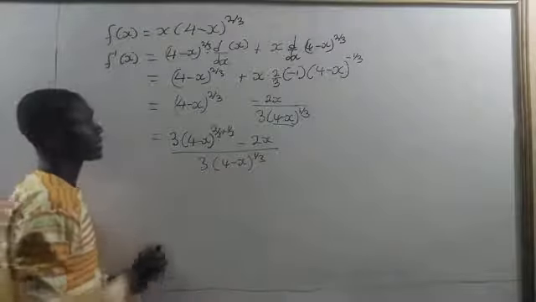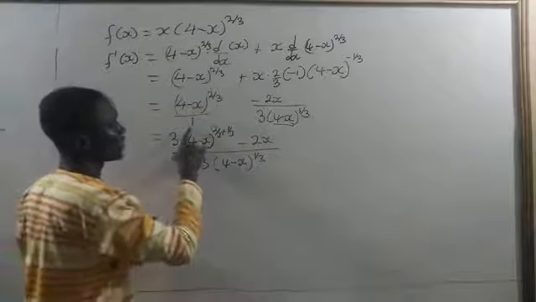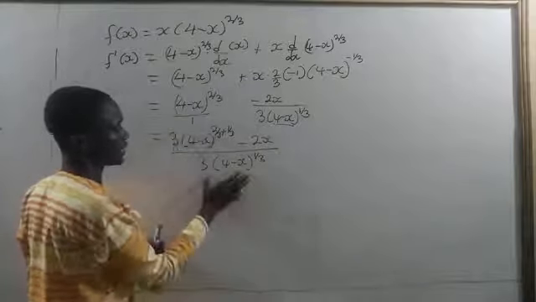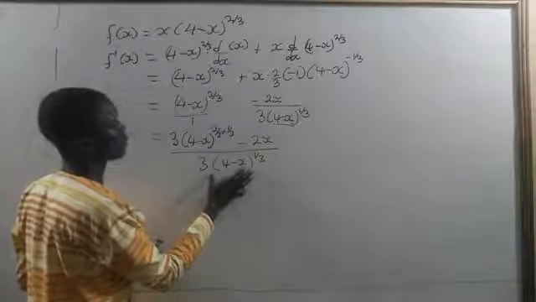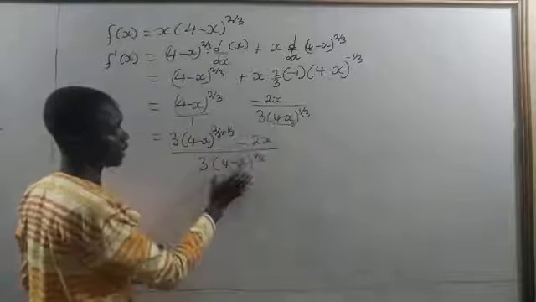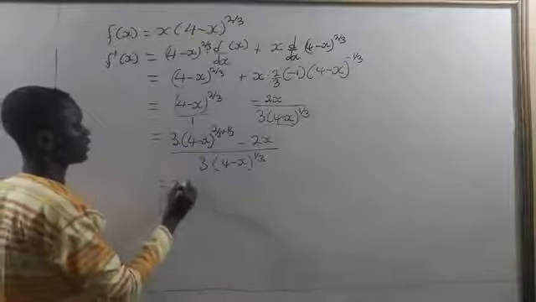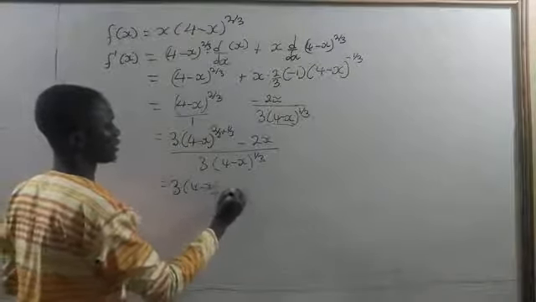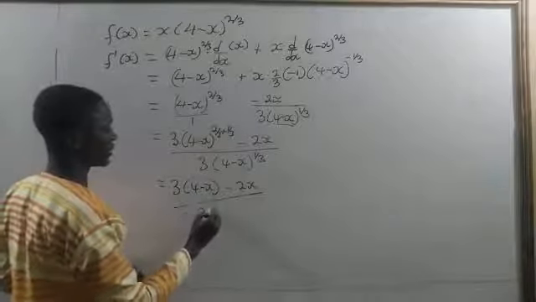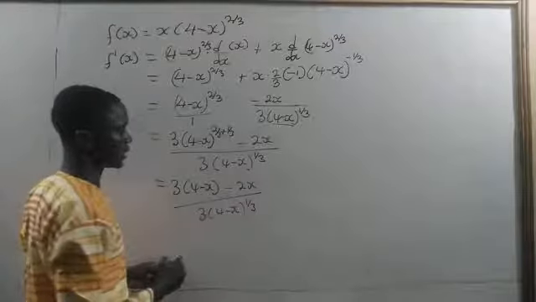So check how I did it. This one is over 1. So you find the LCM of this and that, which is this. This divided by that, you get 1. You multiply it by this, you get this 1. So this will give us 3 into bracket (4 minus x) minus 2x, all divided by 3 times (4 minus x)^(1/3).